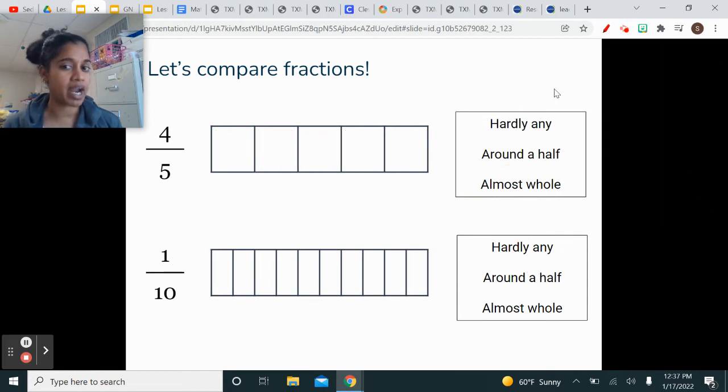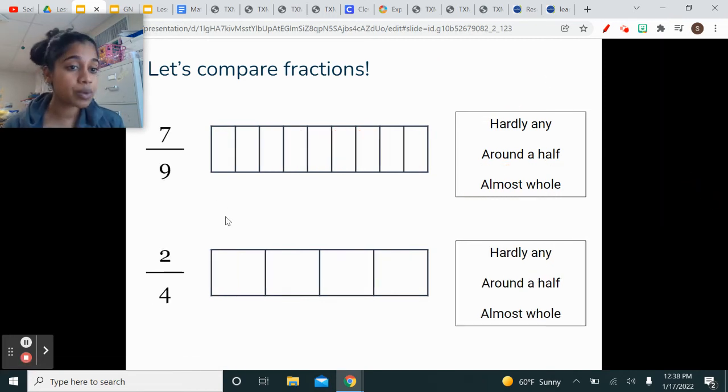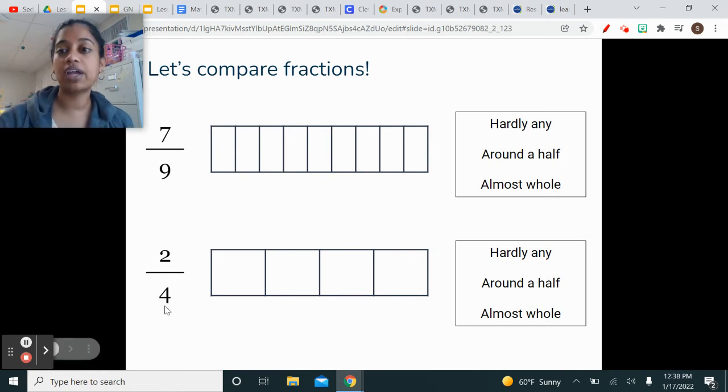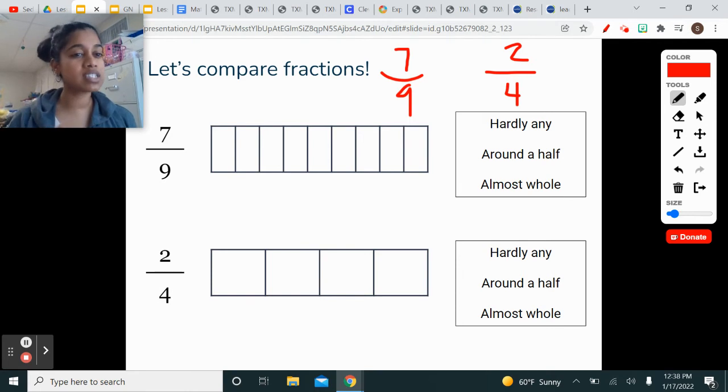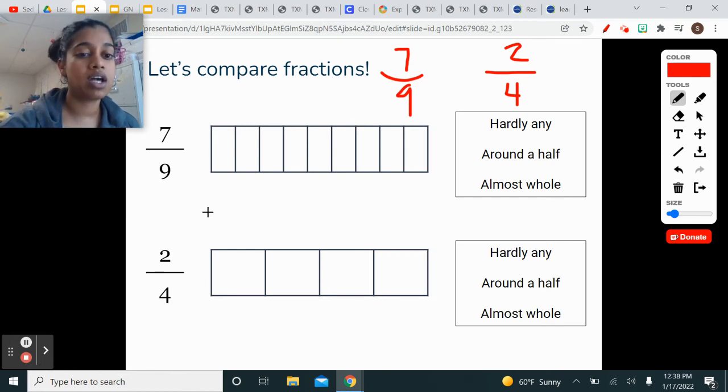Let's go ahead and do one more for practice. The next one that we're going to do is 7/9 and 2/4. So let's go ahead and write that here. 7/9 and 2/4. So let's do our 7/9 first. Let's make sure I have 9 pieces. 1, 2, 3, 4, 5, 6, 7, 8, 9. So I cut my whole into 9 equal pieces, and I want 7 of them. Let's color those in.